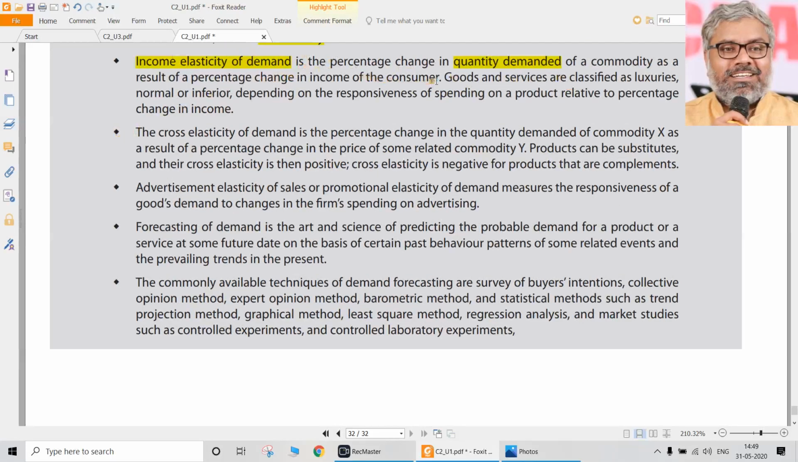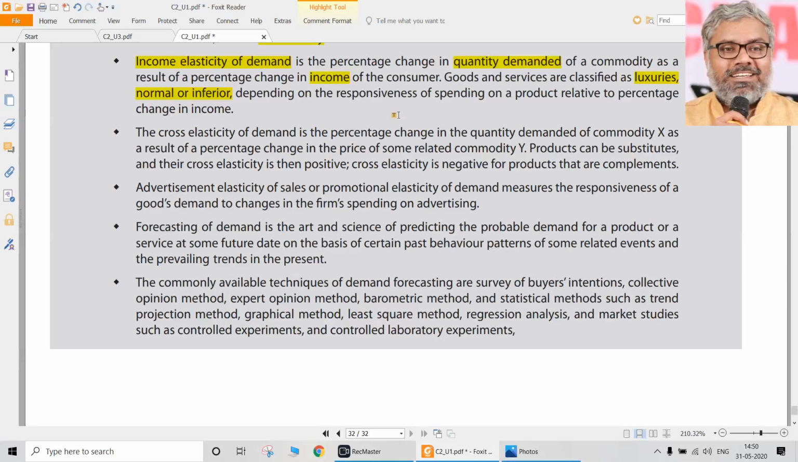Income elasticity of demand is the percentage change in demand of a commodity as a result of a percentage change in income of the consumer. So the relationship between demand and income of the consumer is tested by income elasticity of demand. According to it, we can classify goods into categories like luxuries, normal, or inferior, depending upon the responsiveness of the spending on a product relative to the percentage change in income. In other words, depending upon the income elasticity of demand of a product, we can call them luxuries, normal, or inferior.